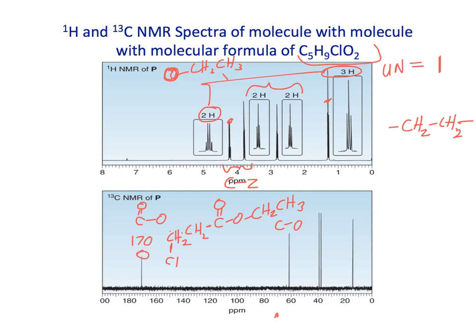Okay? So oftentimes we're going to have several pieces that we should be able to identify. We've got the ethyl group, we have this CH2 group, and we have to link those together somehow. So in this case, we link them together based upon having the ester, right? And then knowing that, we have to put the chlorine somewhere.